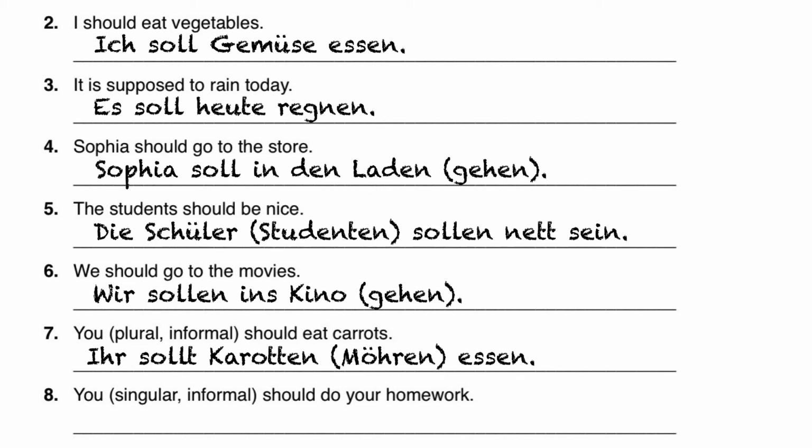Nummer 8. You, singular informal, should do your homework. If it's singular informal, we would have to use du. So we start our sentence with du, and then the conjugated form of sollen that goes with that, sollst, and then your homework, deine Hausaufgaben, and then the verb to do at the end of the sentence as the infinitive, machen. Du sollst deine Hausaufgaben machen. You should do your homework.